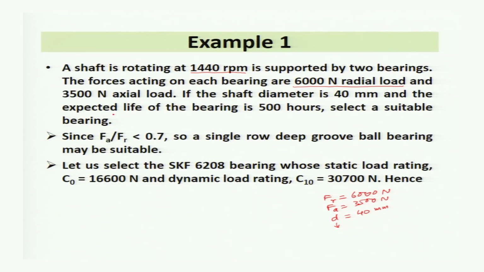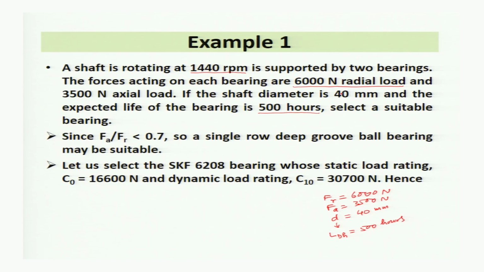The expected life of the bearing is 500 hours. The expected life in hours means the desired life in hours is equal to 500 hours. You can convert it into number of revolutions by multiplying it by 60 and the rpm of your shaft. Then that will give you the life in revolutions.